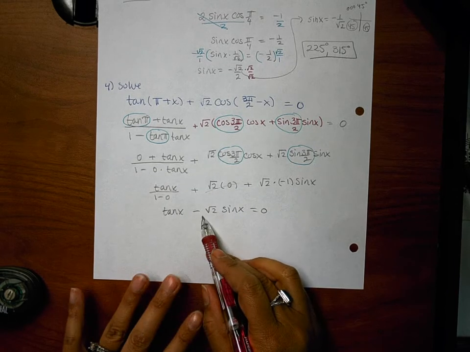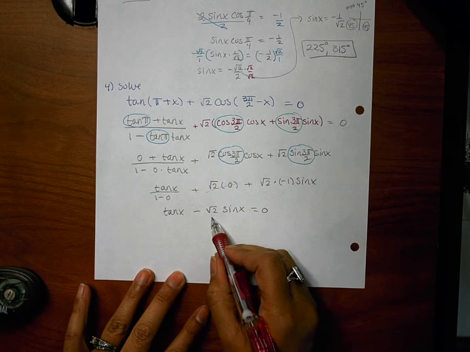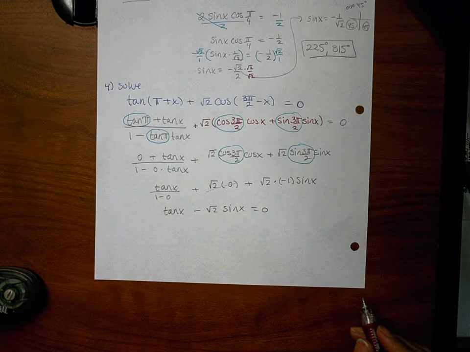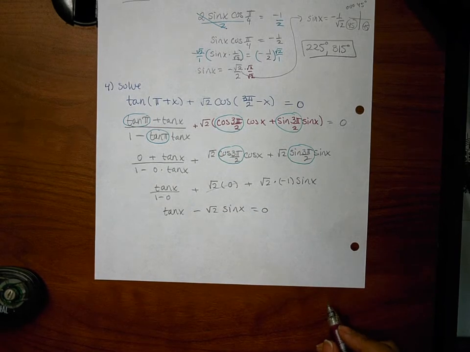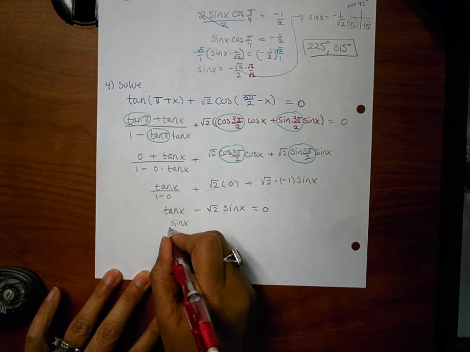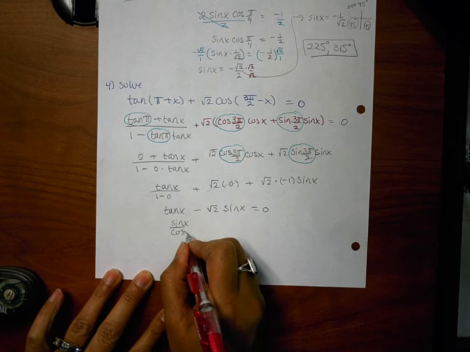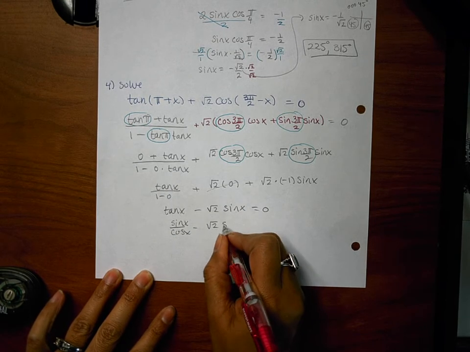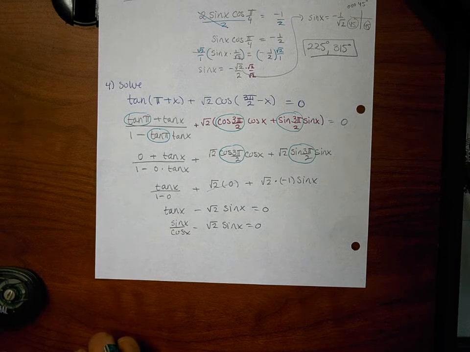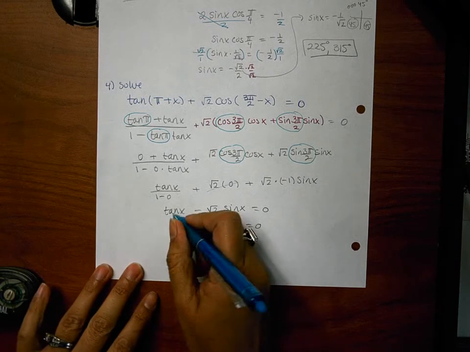So it was messy, but it did clean up a whole lot. Root 2 times 0 is 0. You could put a plus 0 in there if you'd like. Root 2 times negative 1 is negative root 2. That's why I have a minus there, and then sine x. I want to solve. Can't factor, can't GCF, can't do any of that stuff. So I'm going to change everything to sine and cosine because that's really about the only thing I can do. Sine x over cosine x minus root 2 sine x equals 0.